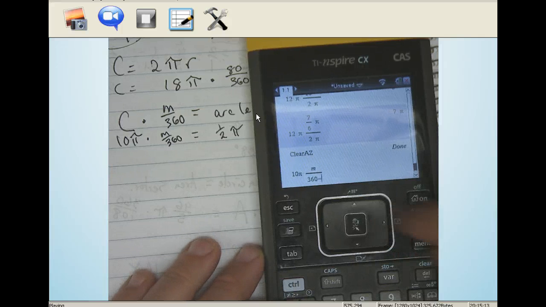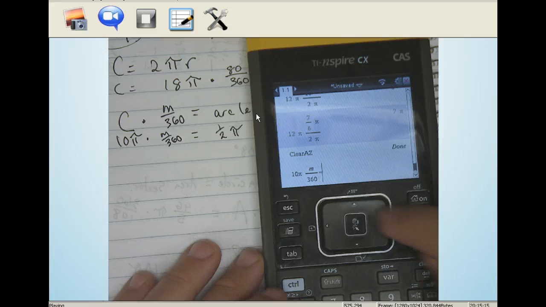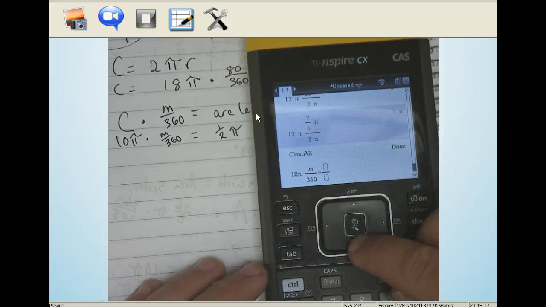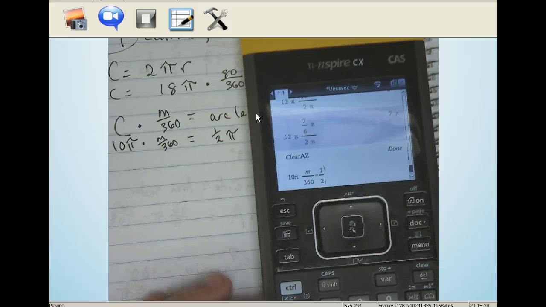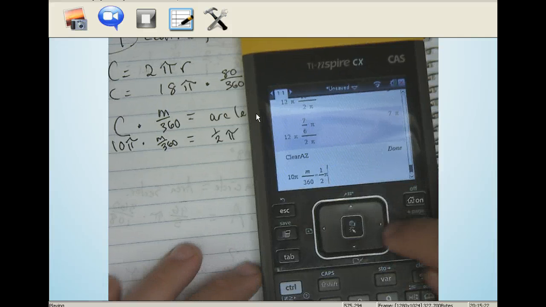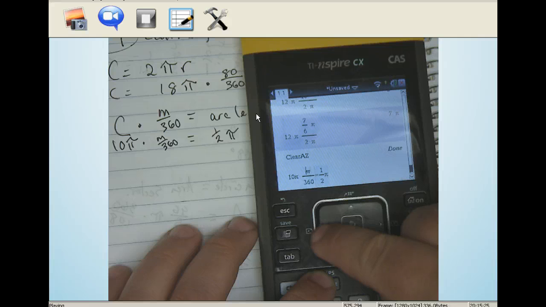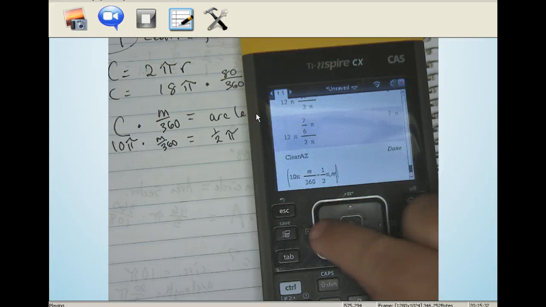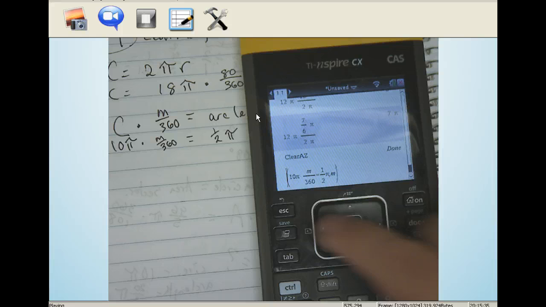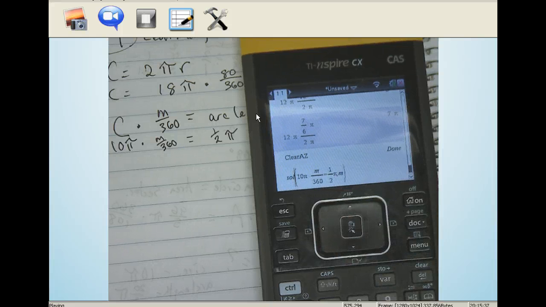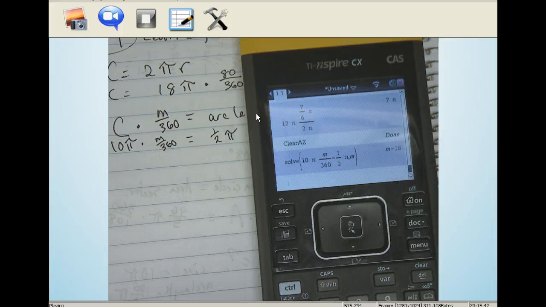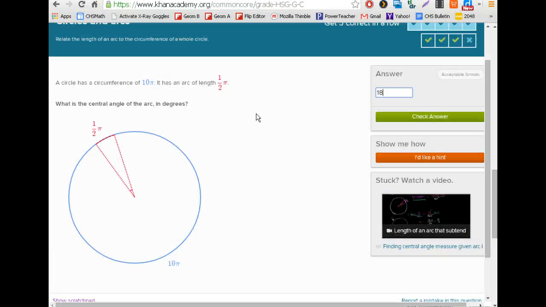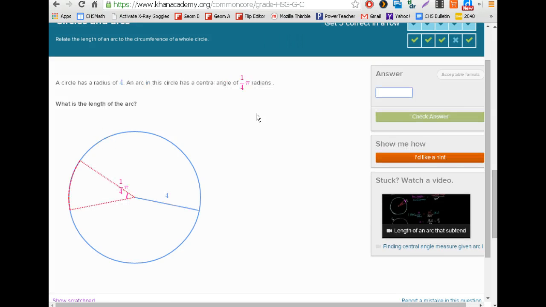equals 1/2 pi. Oh, I made a mistake. Let me hit shift and arrow, highlight all of that, use my parentheses, and say solve for m, comma m, and type in the solve command, which is simply SOLVE. Let's see if we get an answer. In this case, it's an 18-degree angle. So that's how those problems are done.